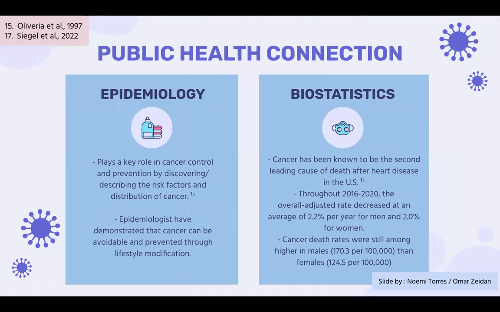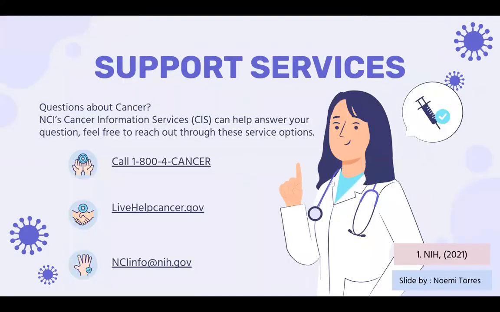We also have public health connections in epidemiology and biostatistics. Basically, epidemiology plays a key role in trying to control and prevent the risk and distribution of cancer. Biostatistics is just that cancer has been known to be the second leading cause of death after heart disease in the US, and it's basically keeping numbers and trends.